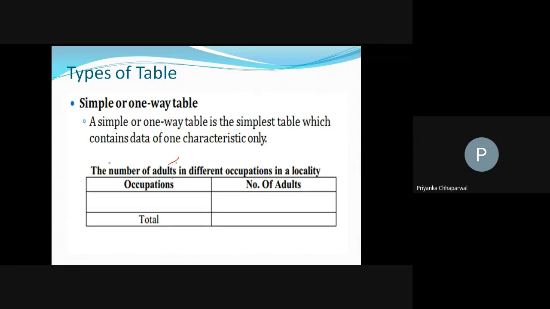So what is the occupation? Occupation is BA, BCom. Okay. Then the number of adults who did MBA. Then how many, like this. So we have only one variable. Simple or one-way table means it is the simplest table which contains data of one characteristic. We have only one characteristic, which is adults. So it is the data of adults. So it is the one-way table.